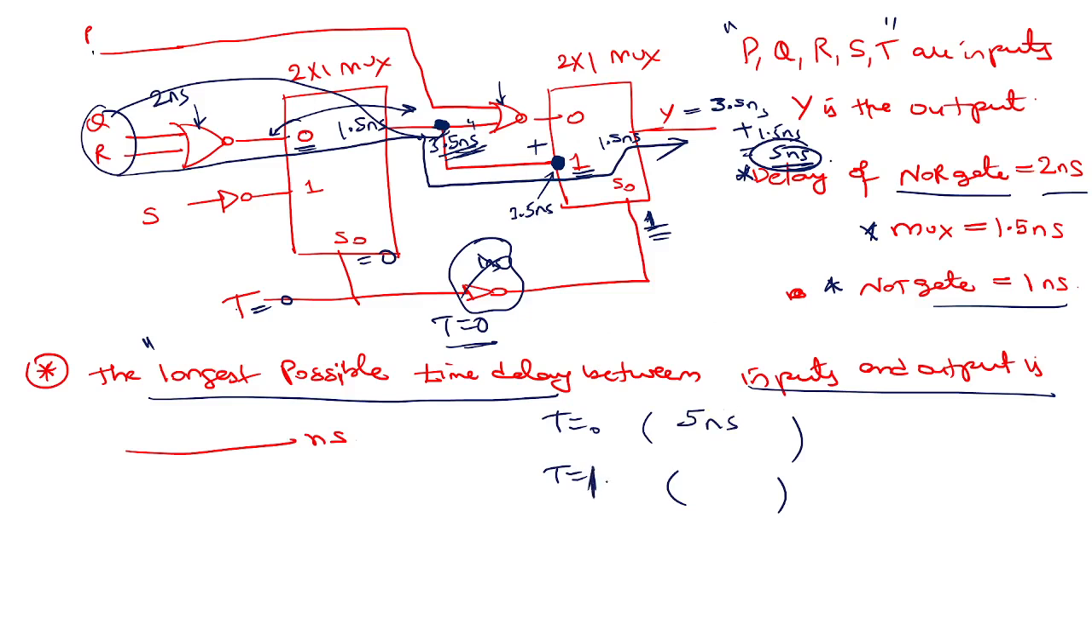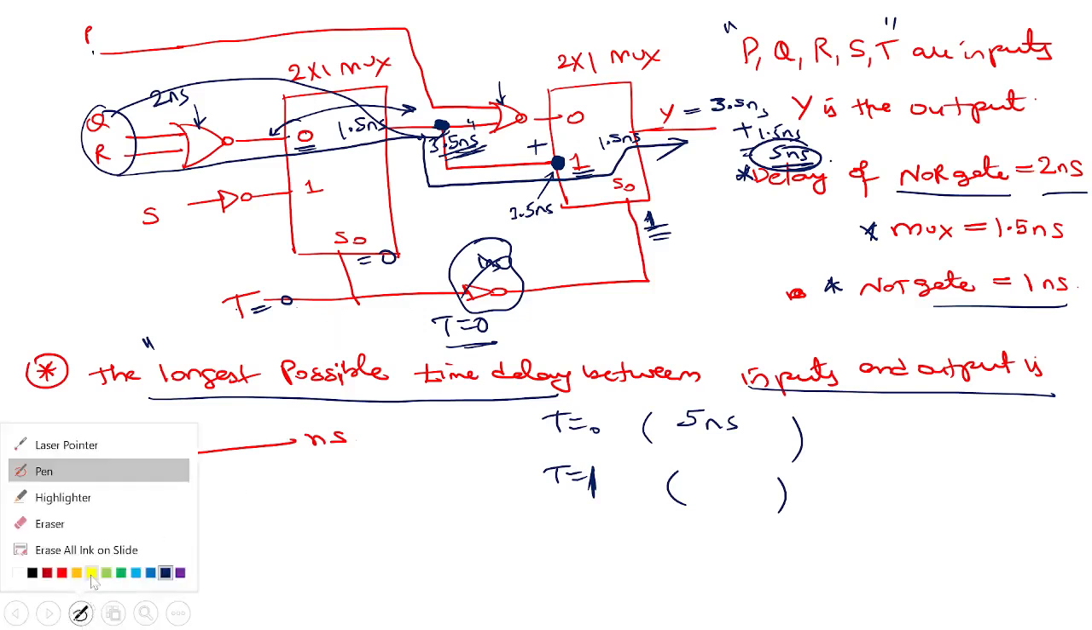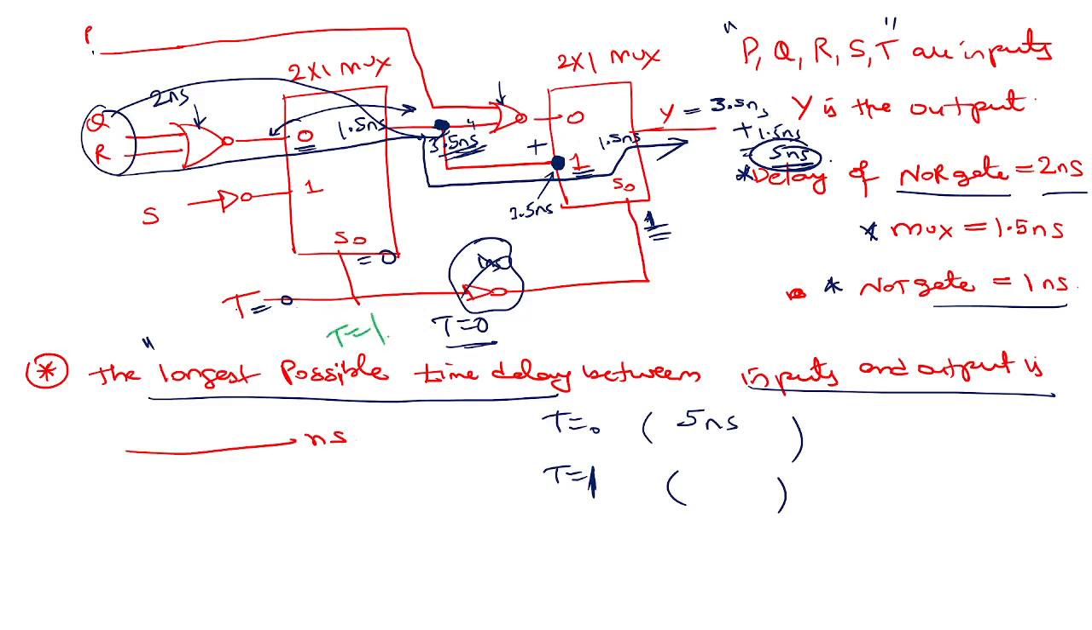Suppose I choose T equal to 1, what happens? Now I'll change the color. First, I need to identify the path which the inputs will travel. T equal to 1 means this path. This is 0, so this node I need to know, right? If I choose this output, it will go like this, along the green path.